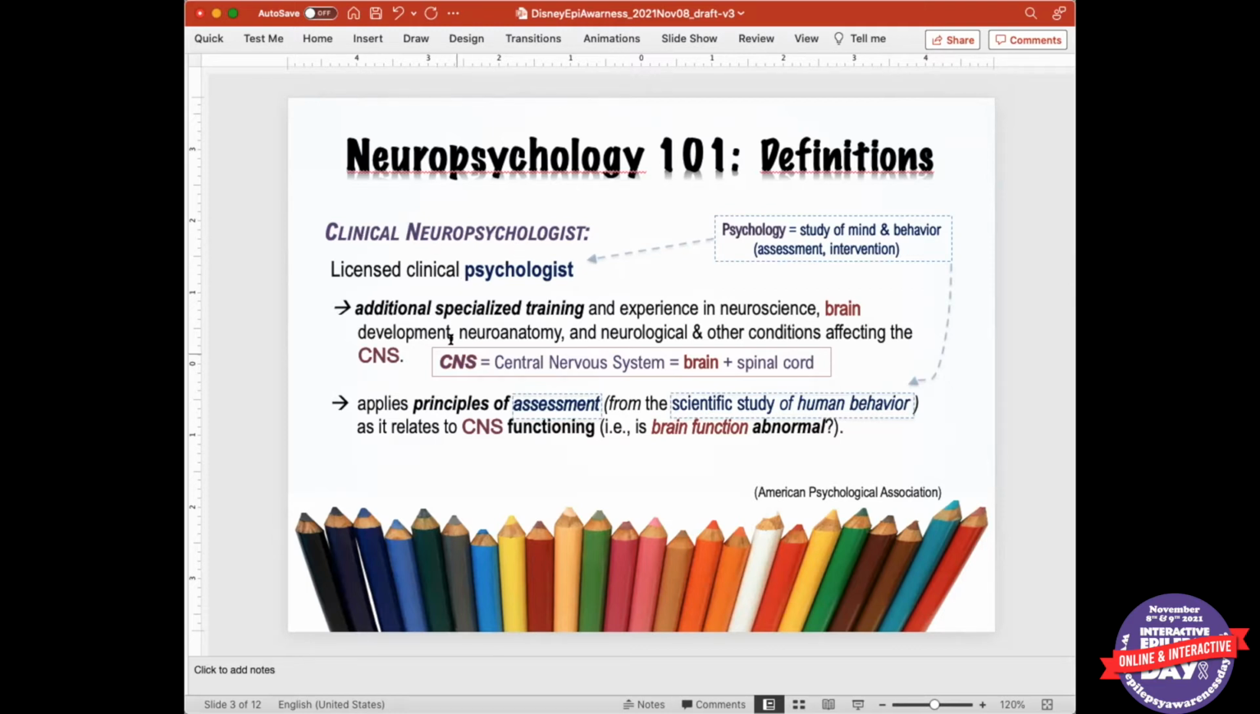A neuropsychologist is a licensed clinical psychologist who has additional training and experience in the neuro part. So neuroscience, brain development, brain anatomy, neurological and other conditions affecting the central nervous system. And by the way, the central nervous system is the brain and the spinal cord together. The clinical neuropsychologist applies principles of assessment from psychology as it relates to CNS functioning. So the question really is, when you're assessing somebody with a neuropsychological evaluation, is their brain functioning normally?